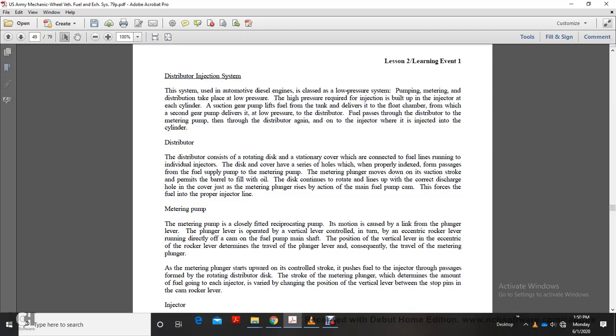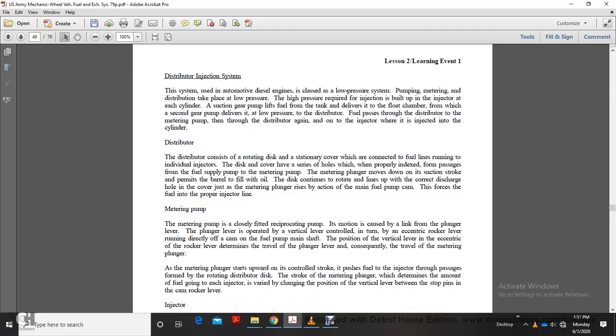Fuel passes to the distributor and metering pump, and from the distributor to the injector, where it is ejected into the cylinder. The distributor consists of the routing disc, rotating disc, and cover, which are connected to fuel lines running to the individual injectors. The disc covers a series of holes that, when properly indexed, align with the passage from the supply pump to the metering pump.